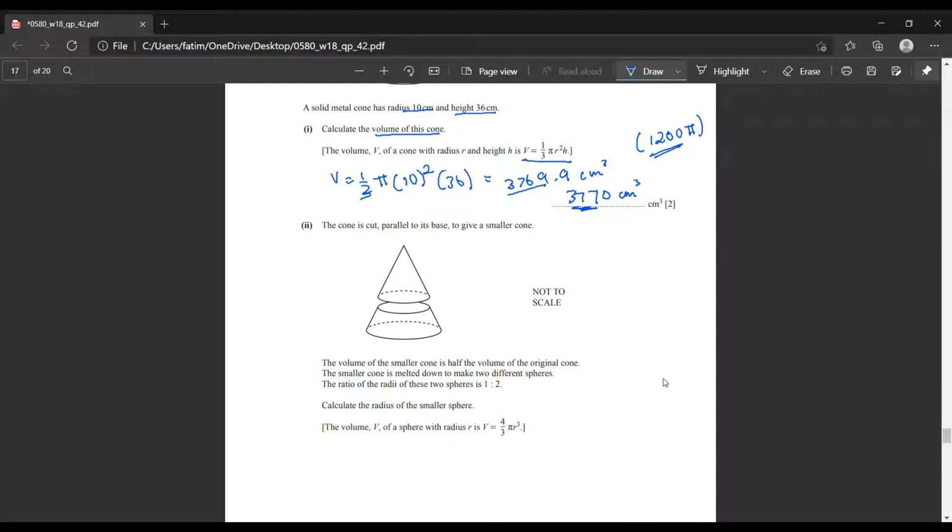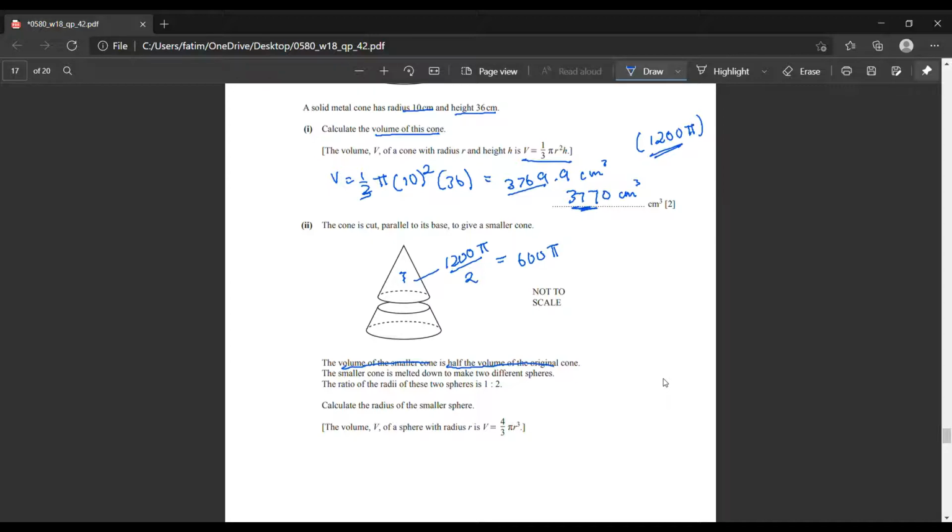Now, for the second part, the cone is cut parallel to its base to give a smaller cone. So this is our smaller cone. The volume of the smaller cone is half the volume of the original cone. So the original cone was 1200 pi, and half of that, 1200 pi divided by 2, is 600 pi. So that's the volume of the smaller cone.